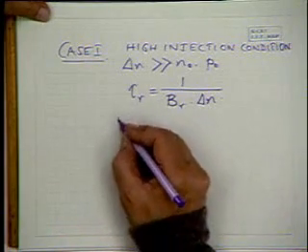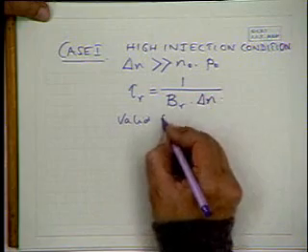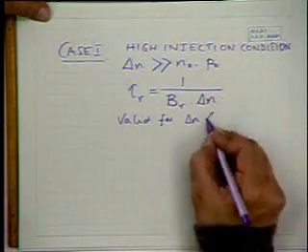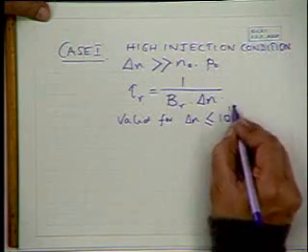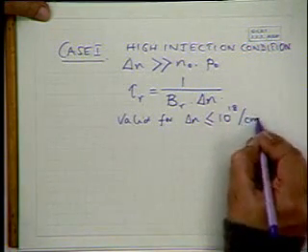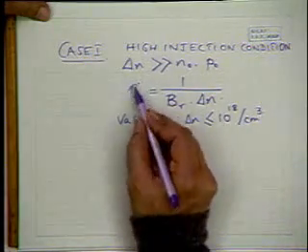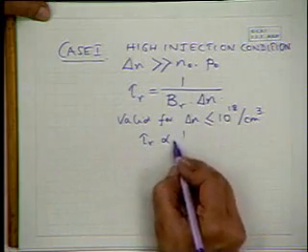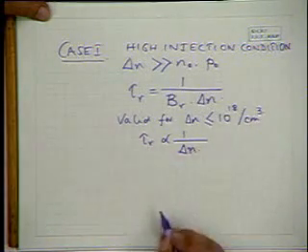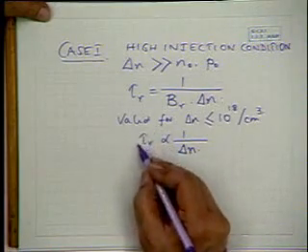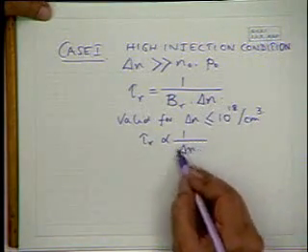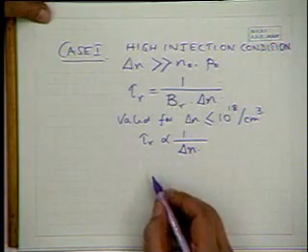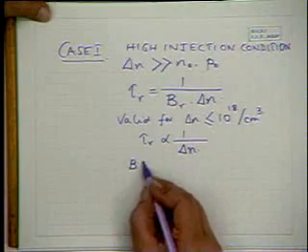This is valid for delta N less than or equal to 10 to the power 18 per centimeter cubed. And notice in this case, tau R is inversely proportional to delta N. So the radiative lifetime depends upon delta N, the excess carriers. And this is known as a bimolecular mechanism.